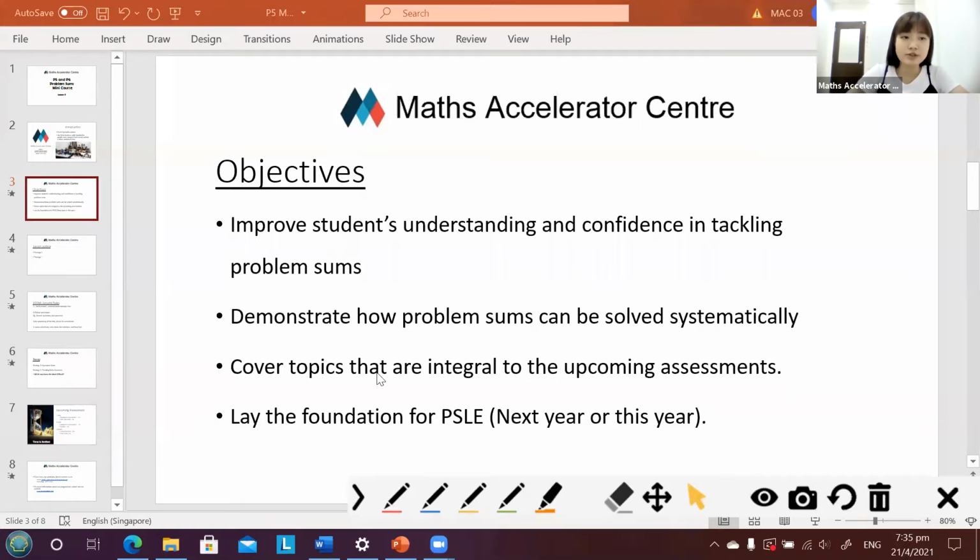We also cover topics that are integral to the upcoming assessments. Some of you, your mid-years or your WA2 is coming up, so that's to prepare you for your upcoming assessments. For primary 6 this year, your PSLE is coming up, so we also want to prepare you for that. And for primary 5 this year, the PSLE will be relevant to you next year.